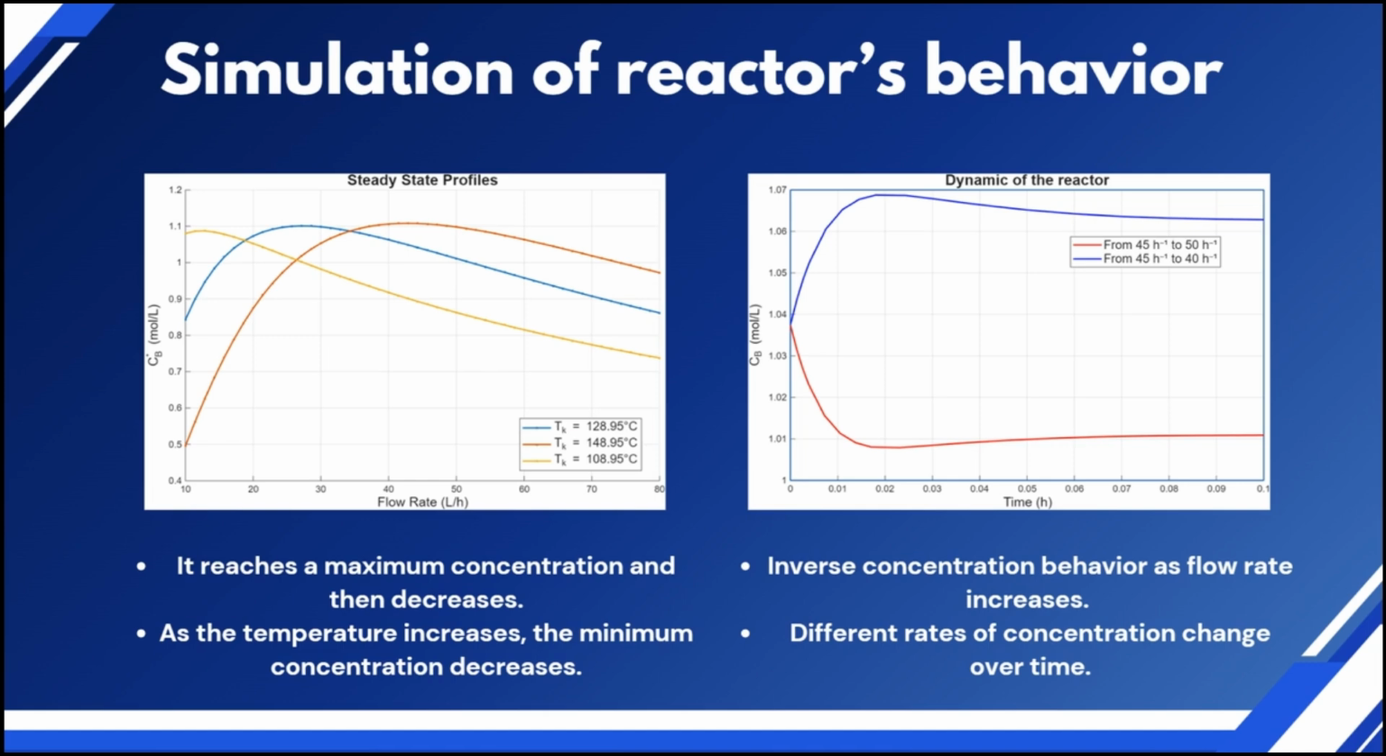For the first step, we have the steady state profile, and we can see two main characteristics. First, that when it reaches a maximum concentration and the flow rate keeps increasing, the concentration decreases. And the second one is that when the temperature increases, the minimum concentration decreases. And for the dynamics of the reactor, we can see that it's nonlinear because it has an inverse concentration behavior when the flow rate increases. And we can see that the rate of concentration is not constant but changes over time.